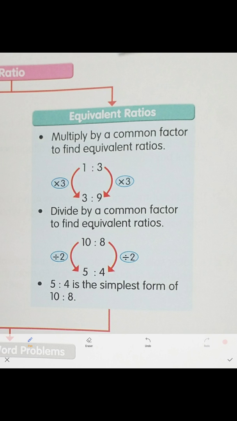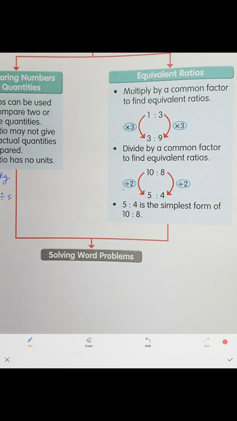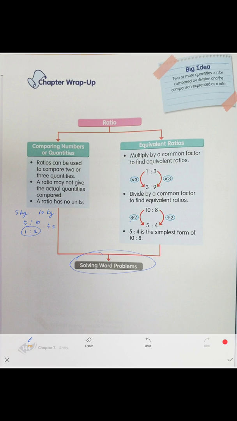Next, we can do the same thing not only by multiplication, we can do it by division too, right? Finding the common factor. So if we have a ratio 10 to 8, right? We can divide both parts, we can simplify it. In the simplest form, it will be 5 to 4. So again, simplest form is the whole numbers, right? No fractions. And then we use these concepts to solve our word problems. Very easy idea.